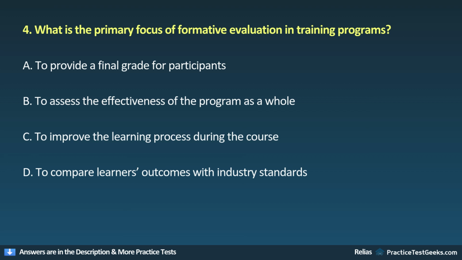4. What is the primary focus of formative evaluation in training programs? A. To provide a final grade for participants. B. To assess the effectiveness of the program as a whole. C. To improve the learning process during the course. D. To compare learners' outcomes with industry standards.